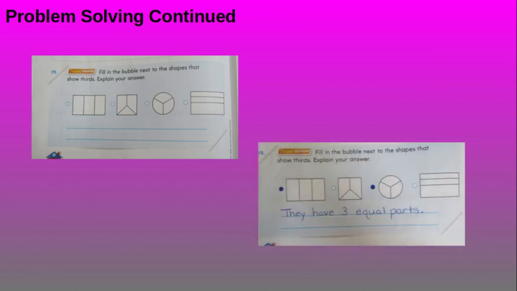Now, how do I explain it? Well, just like I've written all my other explanations. They have 3 equal parts. Remember that word equal. Very important in this chapter. All right. Once you've done that and copied down the explanation, you are ready for the homework. Keep up the great work.